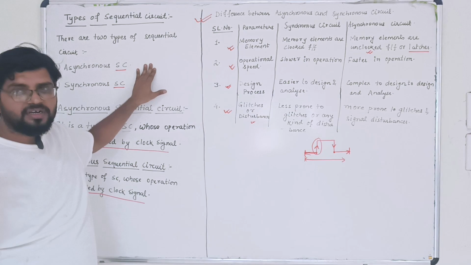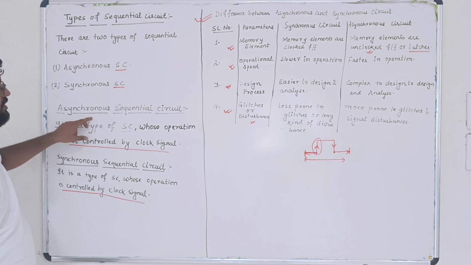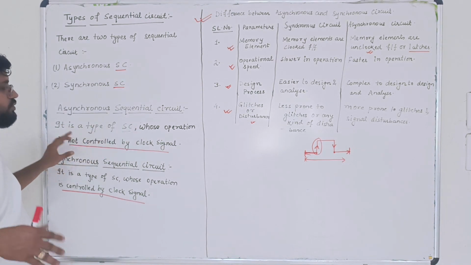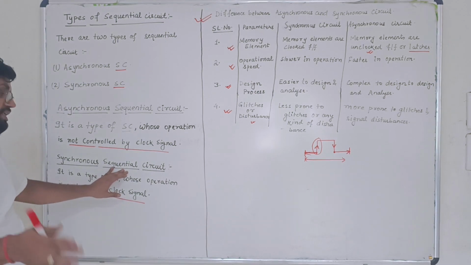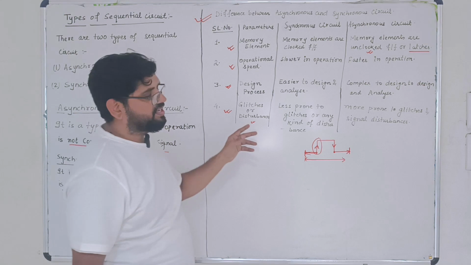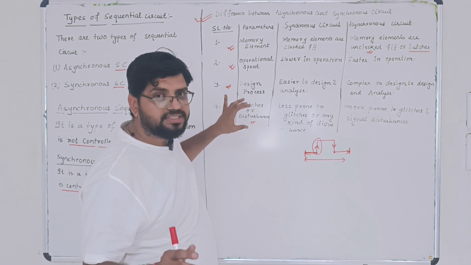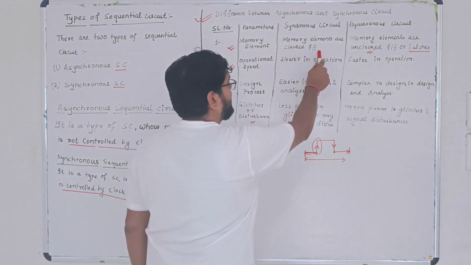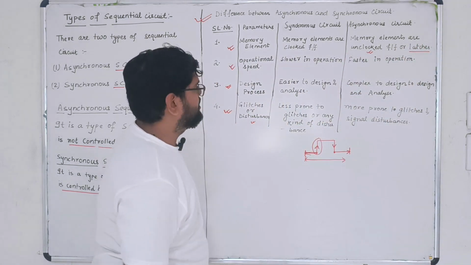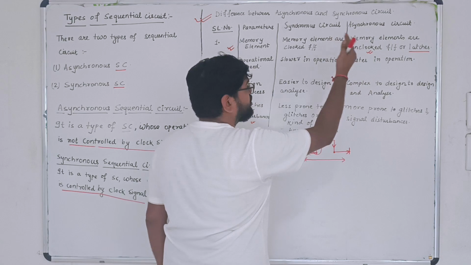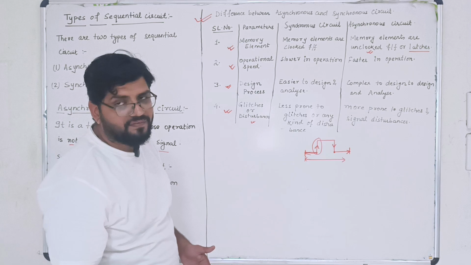Once again, I'm just repeating it for 1 minute. There are 2 types of sequential circuit: one is asynchronous, the other is synchronous. Asynchronous is the one whose operation is not controlled by the clock signal, while a synchronous sequential circuit is the type whose operation is controlled by the clock signal. Coming to the differences, you have to remember only 4 points: memory element, operational speed, design process, and glitches. Synchronous has clocked flip-flops in the memory element, while asynchronous has unclocked flip-flops or latches. Since the clock signal is not present in asynchronous, its operation is faster, while synchronous is slower due to the presence of the clock signal.